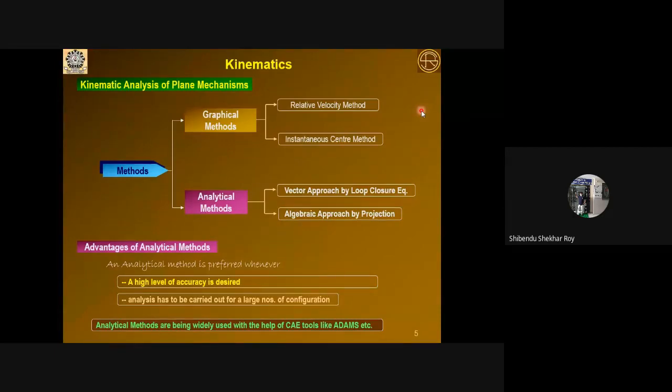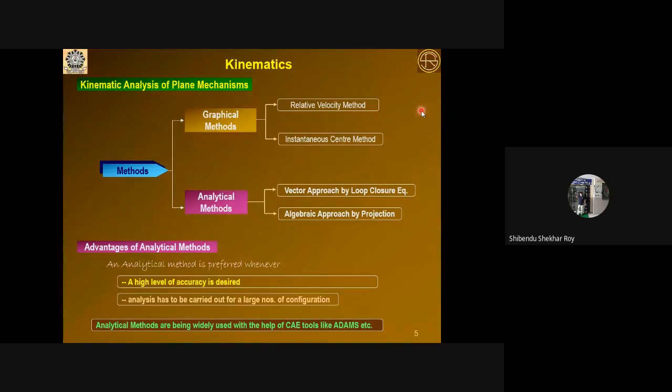Instead, if you use the analytical method, the same equation is valid for all time instants. You only change the time instant and you get the solution. That is why the analytical method is easier, and because of that, analytical methods are widely used in computer implementation. Computer aided design and engineering tools like Adams, CATIA, NX, and SolidWorks are all now using the analytical method for solving kinematics.